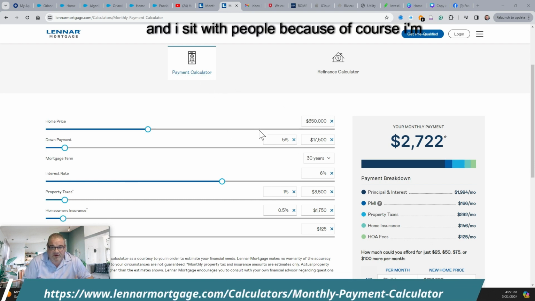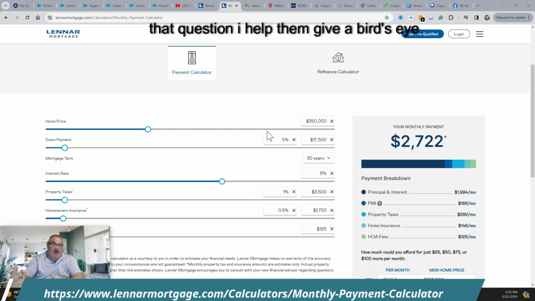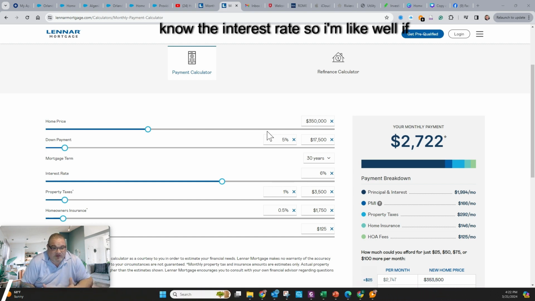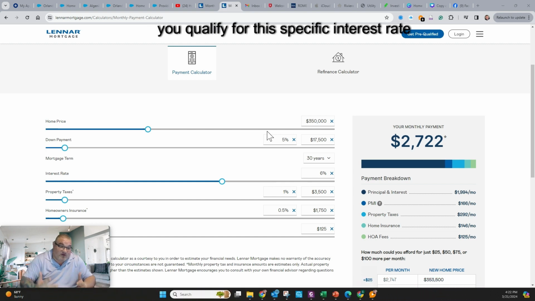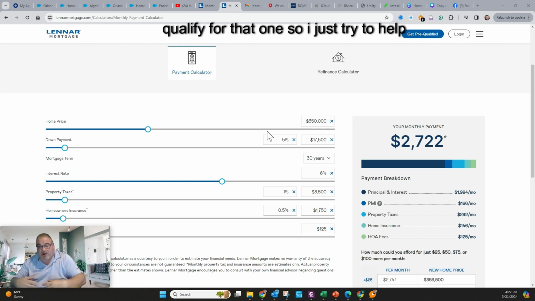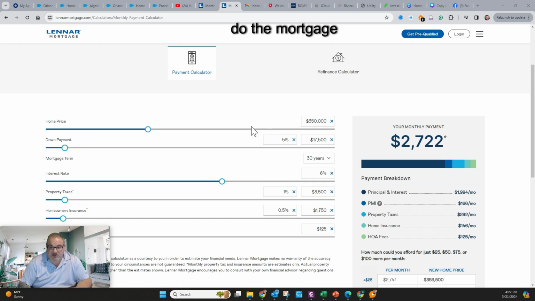And I sit with people because, of course, I'm not a mortgage broker. But if they ask me that question, I help them give a bird's eye view or a ballpark number of what that payment will be about. And I'm usually within $100 one way or the other of how close it is, because I don't know the interest rate. So I'm like, well, if you qualify for this specific interest rate, this is what it's going to look like if you qualify for that one. So I just try to help them out, so this way they have a good idea of what they're doing before they do the mortgage.